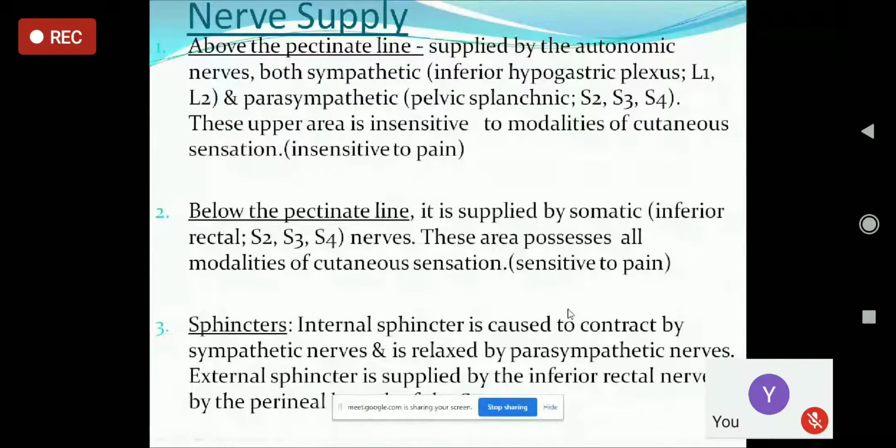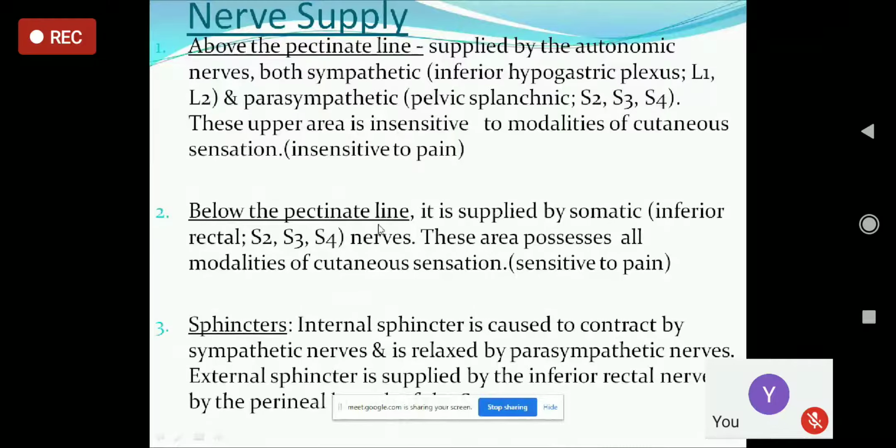So nerve supply is very, very important. Look at here. Above the pectinate line, it is supplied by autonomic nerves, both sympathetic, that is the inferior hypogastric plexus, and parasympathetic, the pelvic splanchnic nerve. The upper area is insensitive to cutaneous modalities because of the pelvic splanchnic and autonomic nerves. This area is insensitive to pain. You can't feel any pain.